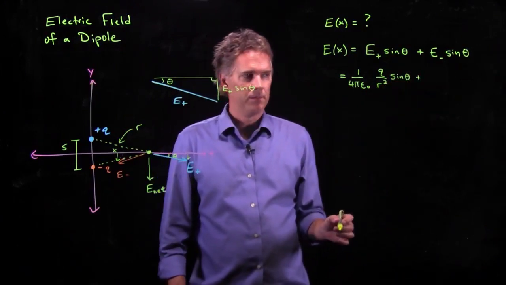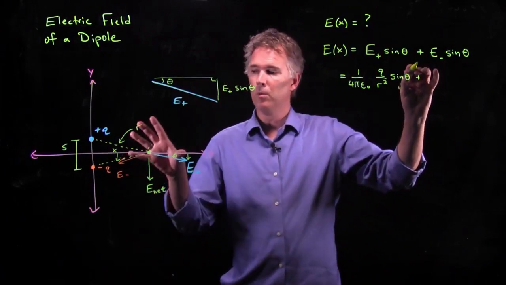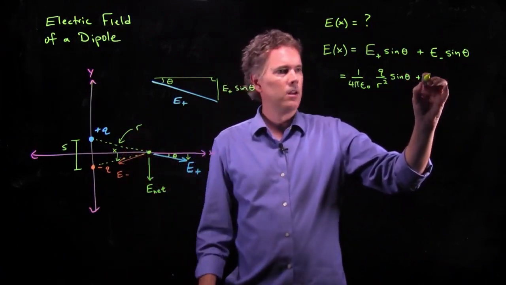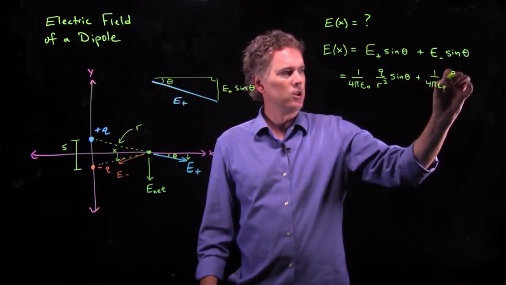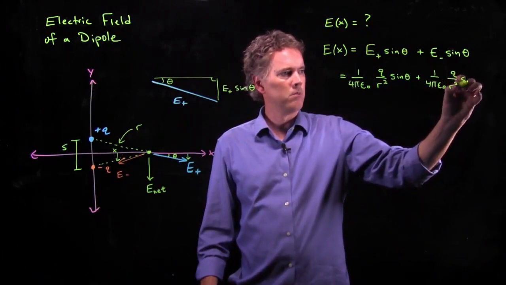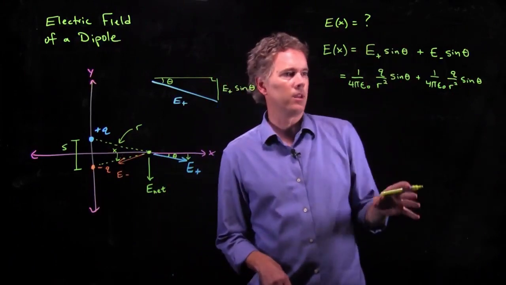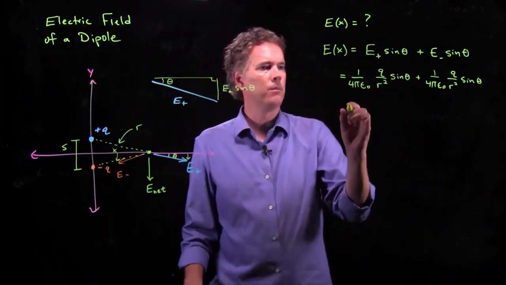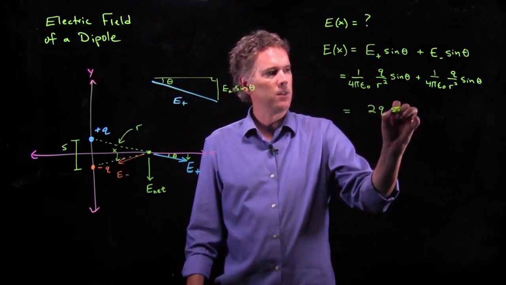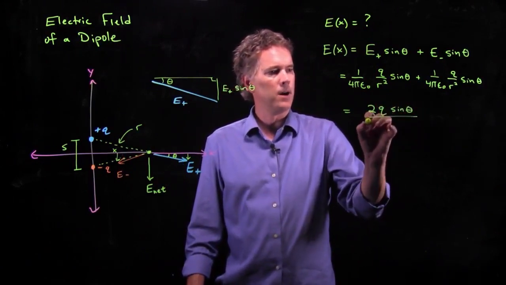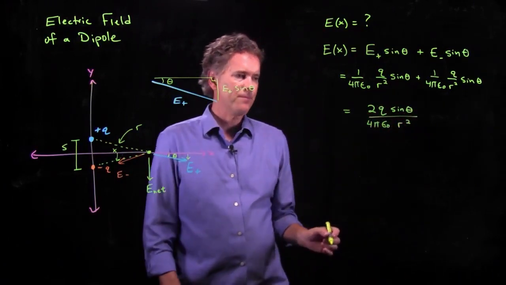What about E minus? E minus is also, in magnitude, remember, we've already taken into account the signs, 1 over 4 pi epsilon naught, Q over r squared, sine theta. Hey, in magnitude, it's the exact same thing. That is super cool. We can just combine them and not worry about it. So we got 2Q sine theta divided by 4 pi epsilon naught r squared.